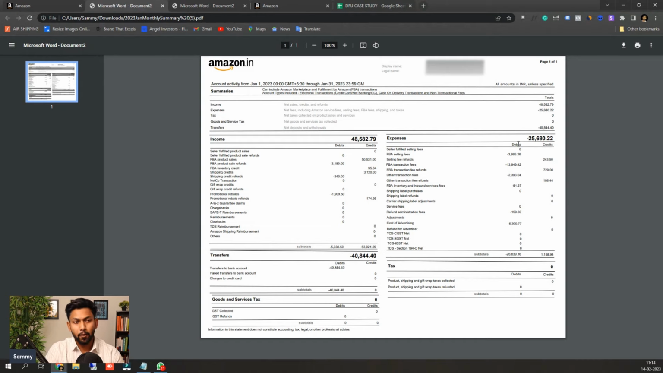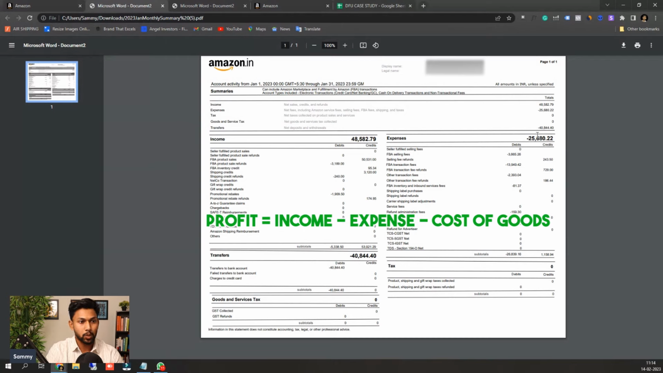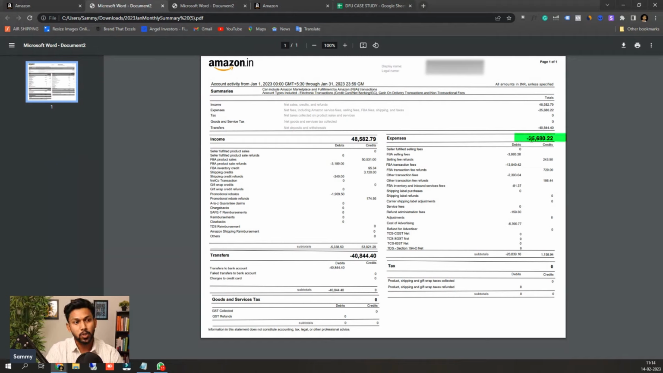So how to calculate profit? A general rule of thumb is total income minus expense minus cost of goods. That is how you get the profit. Let's assume the income is 50,000 and the expense is 25,000. That means your gross profit is coming around 25,000. Now you have to subtract your cost of goods from that.